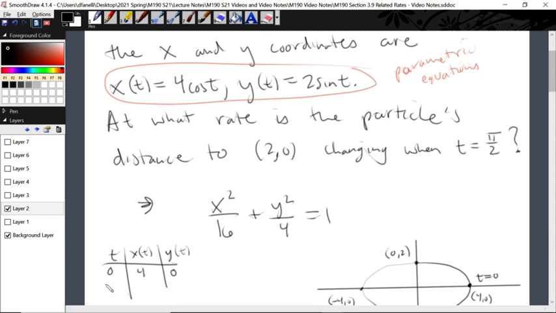Now what happens as t increases? For instance, if we let t equal pi over 4, then x of t is 4 times the cosine of pi over 4, which is 4 times root 2 over 2, which is 2 root 2. And the y-coordinate at pi over 4 is 2 times the sine of pi over 4. The sine of pi over 4 is root 2 over 2, so 2 times root 2 over 2 is just the square root of 2. These are both positive quantities, therefore this point, when t is equal to pi over 4, shows up in quadrant 1. So here's another representative point, (2 root 2, root 2).